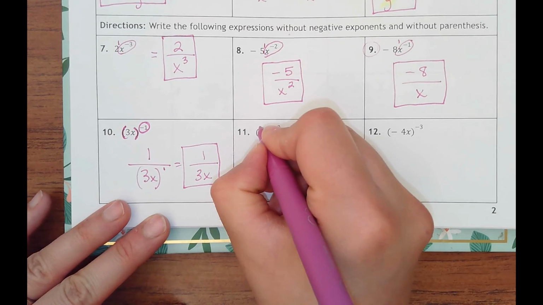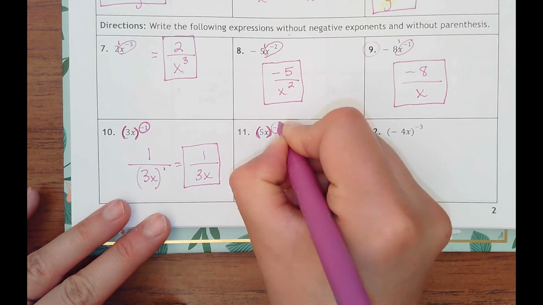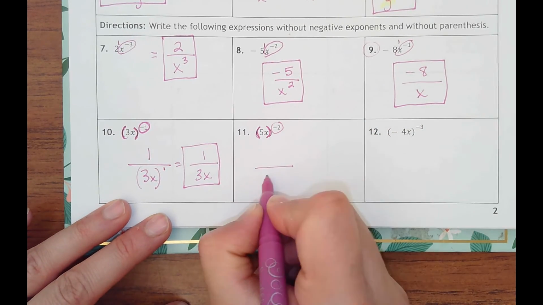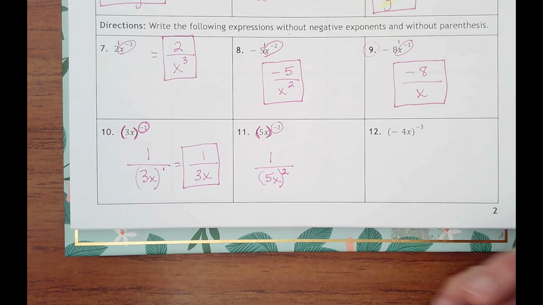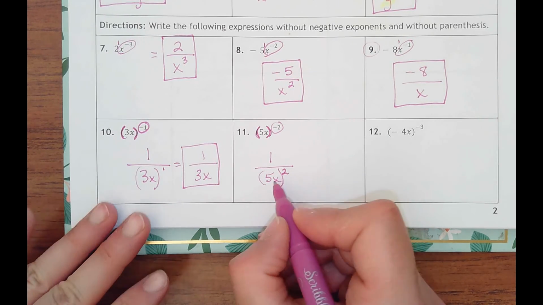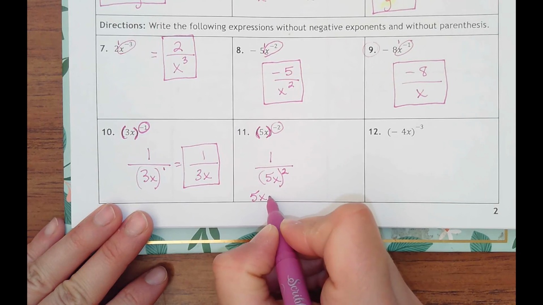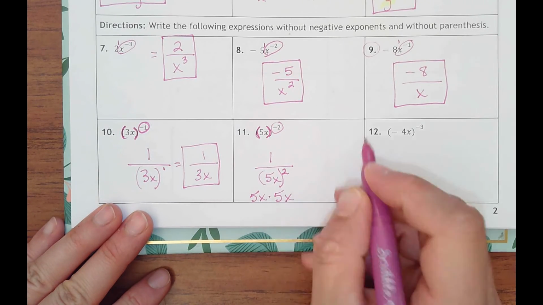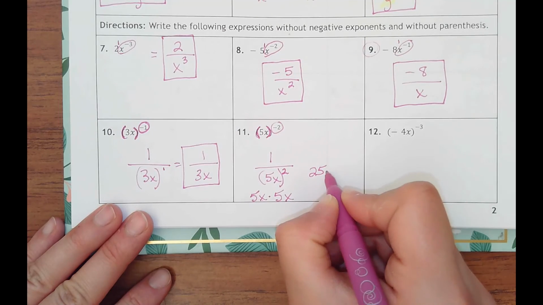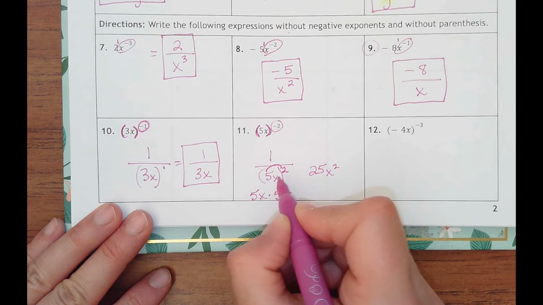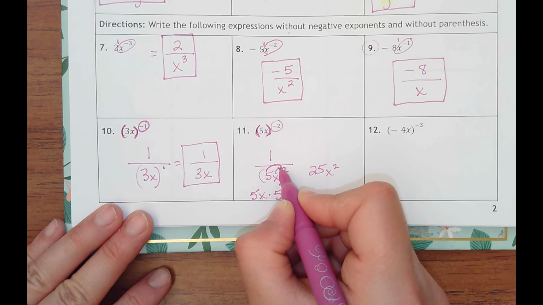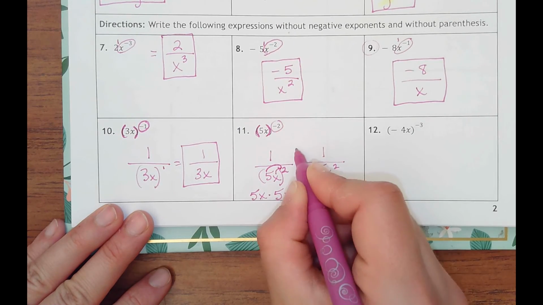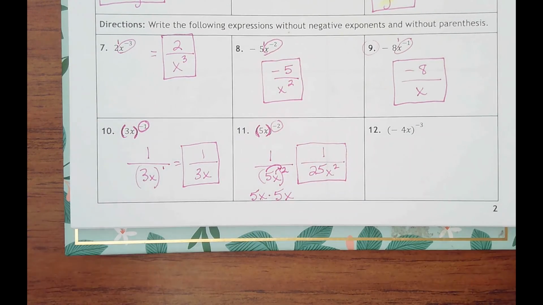Number 11, this whole thing is to the negative second power. So I'm going to drop that down, keep it in parentheses. Now it's to the positive second power, fill in the top with a 1. This is our power rule, where I would say, okay, it's 5x times another 5x. 5 times 5 is 25. X times x is x squared. But remember our rule, we take the coefficient to the power. 5 squared is 25, not 10. And then x squared is x squared. Keep the 1 on top, so we get 1 over 25x squared. All right, you can pause and try number 12.